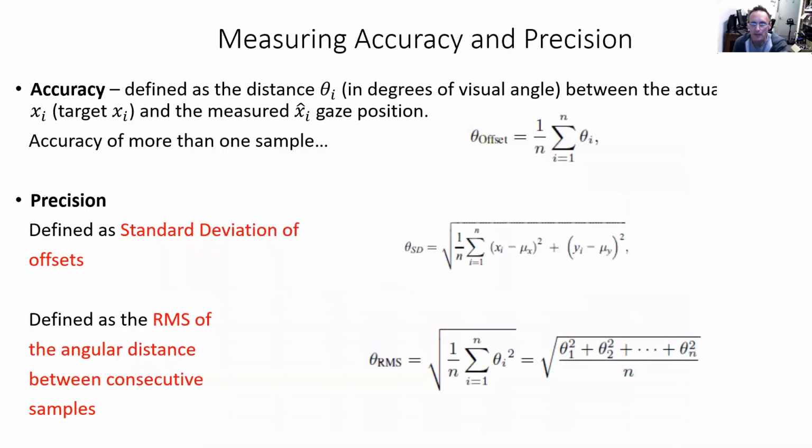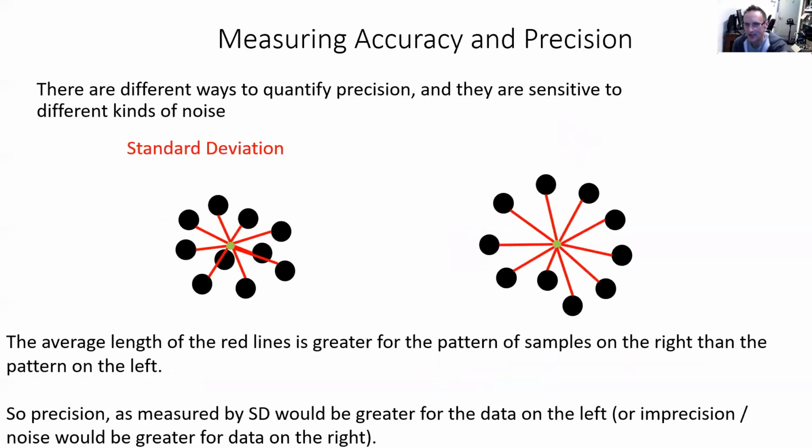What about precision? We've talked about precision defined as the standard deviation of the X and the Y offsets. In other words, how far away is each of the samples from the mean of all of those samples. There is another way of measuring precision, which is quite interesting, and that's called the RMS sample to sample. And that's defined as the root mean square of the distance between consecutive samples. So I'll try and illustrate that.